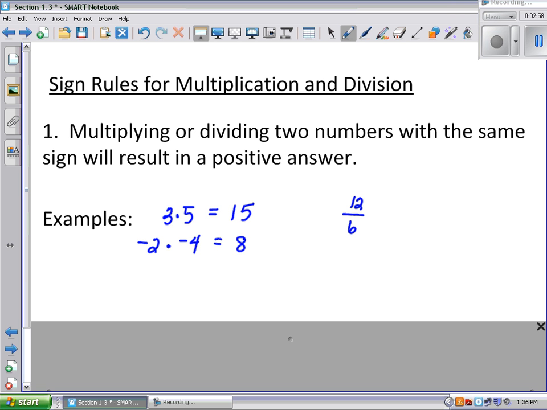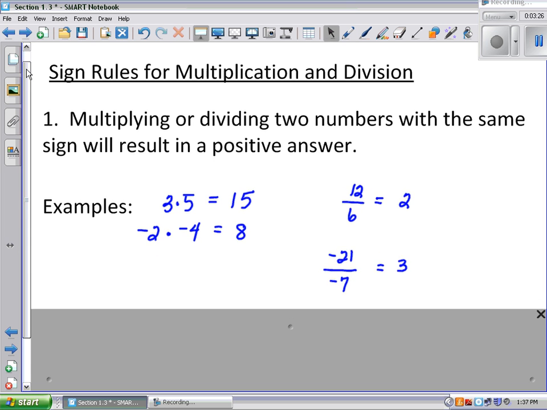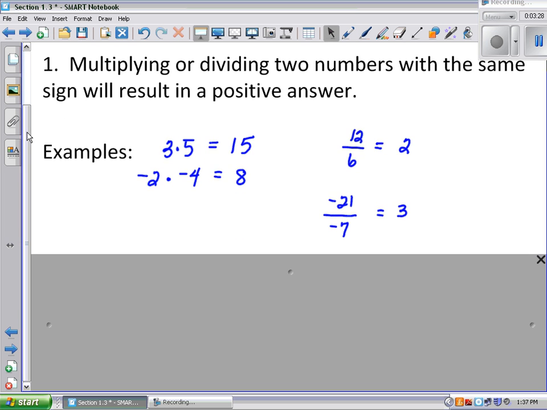12 divided by 6. Positive over positive. Two positive numbers, we get a positive answer. 12 over 6 is 2. Negative 21 divided by negative 7. Negative divided by negative. Two numbers with the same sign, I get a positive answer. 21 divided by 7 is positive 3. So numbers with the same sign, if we have two that we're multiplying or dividing, our answer will be positive.